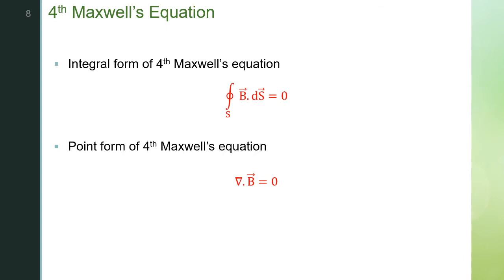Hence, we have derived the last Maxwell's equation, or the fourth Maxwell's equation, as the Gauss law for magnetostatics. The integral form of that equation was the closed integral over S of B dot ds equal to 0, and the differential or point form was given by del dot B equal to 0, which was obtained after applying the divergence theorem. This law states that the net magnetic flux crossing a closed surface is equal to 0, and also we can conclude that isolated magnetic monopoles do not exist.